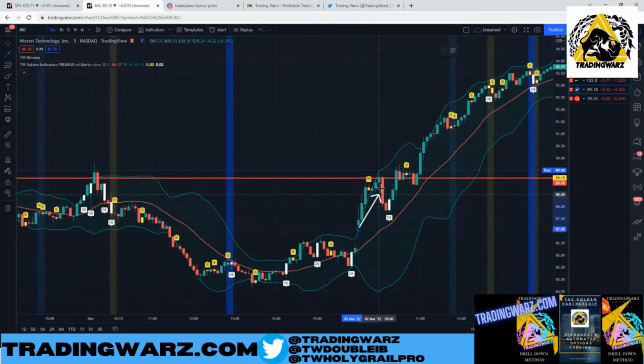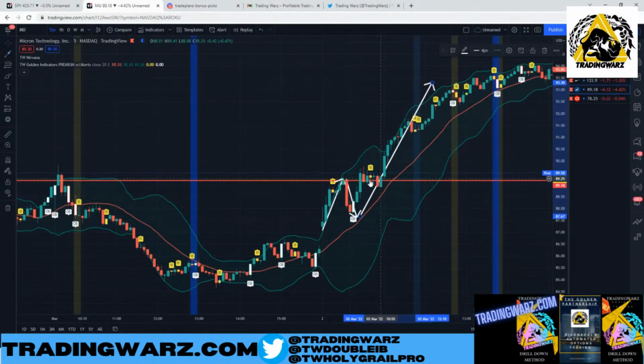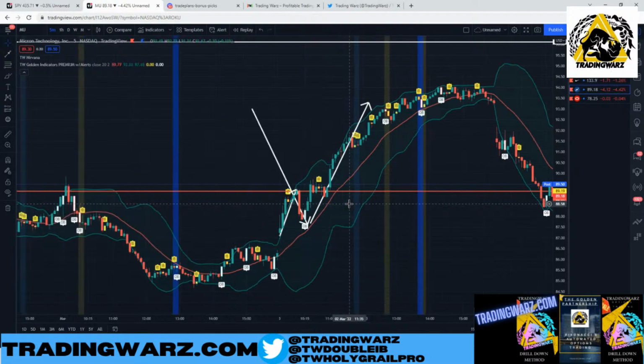So this pullback here gets you scared. So here's your push up. Here's your push down. And then on the way back up to complete the V, you re-enter again. That's an example of a V. So where you're retrying the same level again for another break. So it popped up, you got scared, you had a stop loss, you got out, but you can definitely re-enter on the way back up. So that's a V trigger.